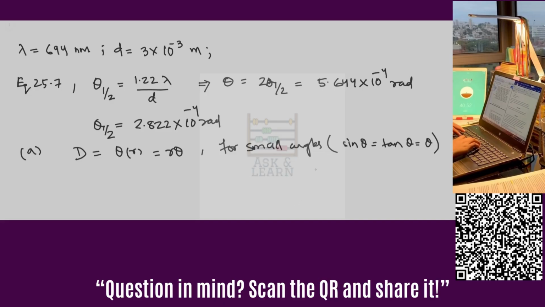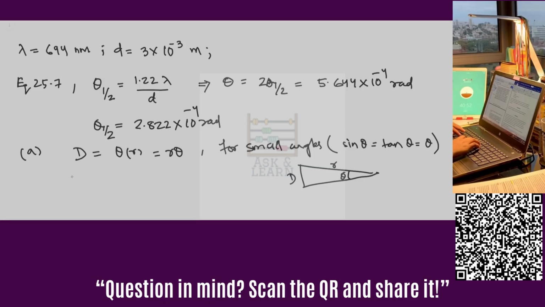Let's draw a diagram to see that. So this is theta, which is very small, and this is R, which is the distance from the source of the light to the observation point, and D is the linear diameter of the beam, capital D.